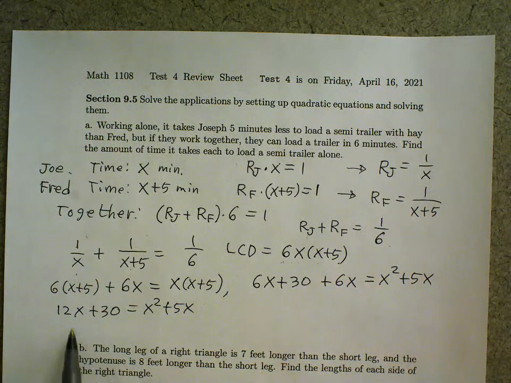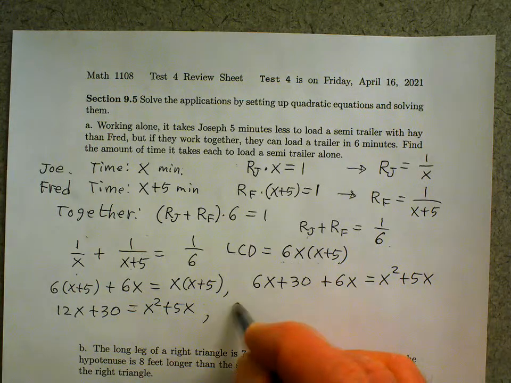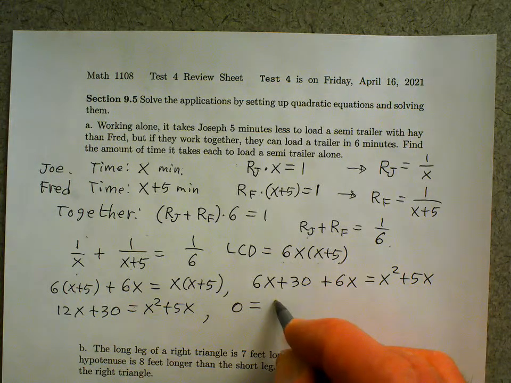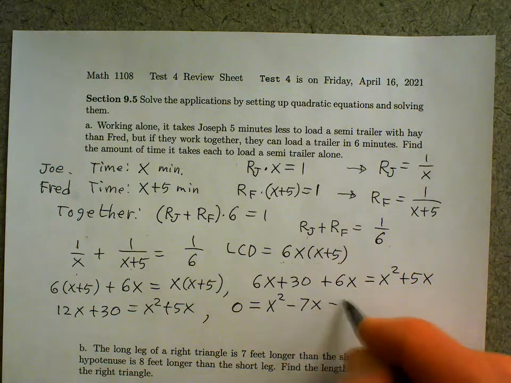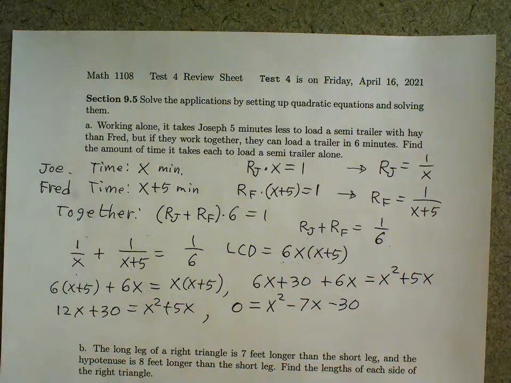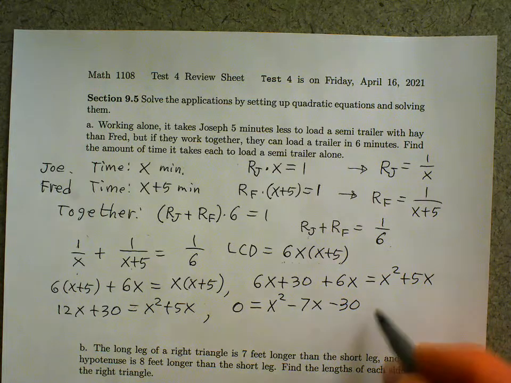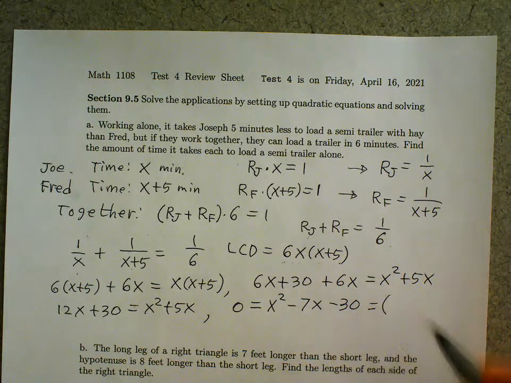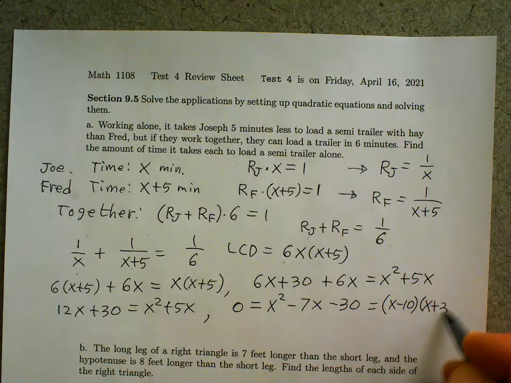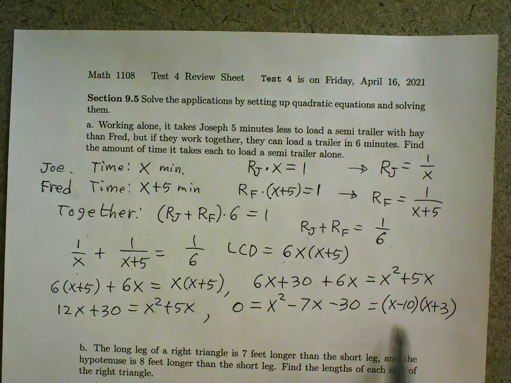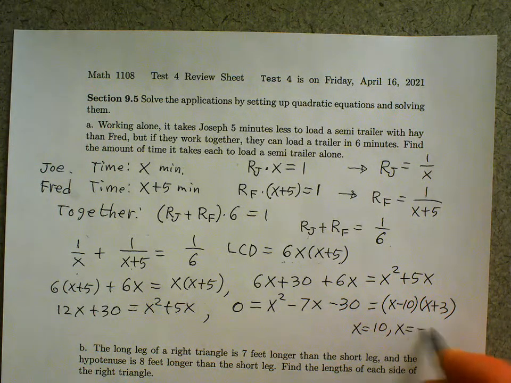We'll make the left-hand side 0 by subtracting 12x and subtracting 30, and we get the equation 0 equals x squared minus 7x minus 30. We can use the quadratic formula to solve this, but this factors really nicely. One factor is x minus 10, and the other one is x plus 3. The two solutions to the equation are positive 10 and negative 3.